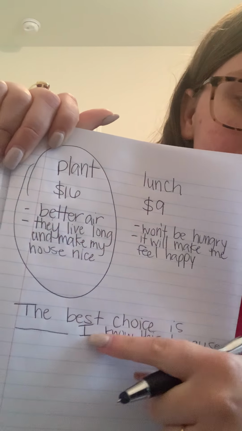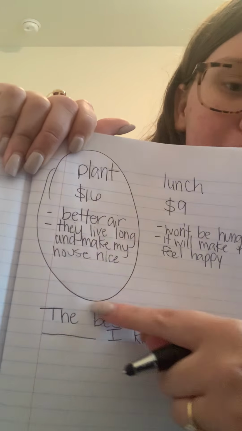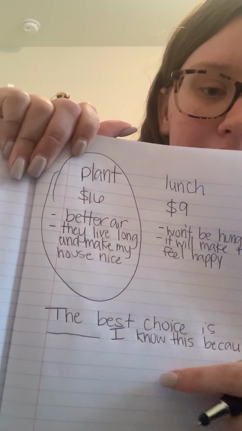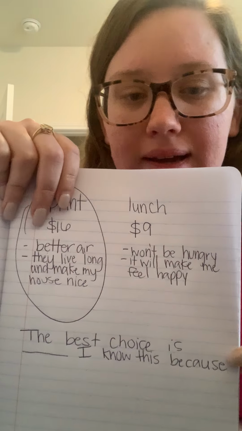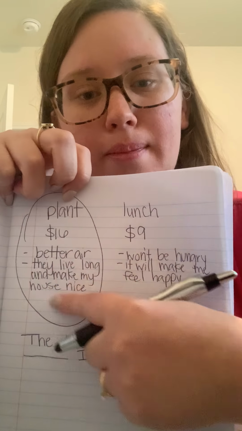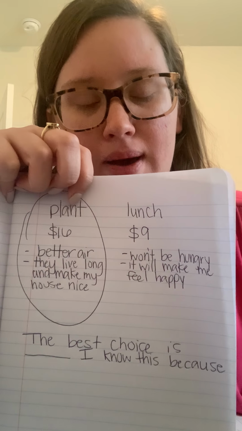The best choice is blank. This is going to also be your sentence stem for your bottom sentence. The best choice is blank. I know this because, and then you can finish on the next line. The best choice is blank. I would put plant in there. I know this because, and then I'm going to give some reasons, the benefits that I have right here on how that would be a better choice.